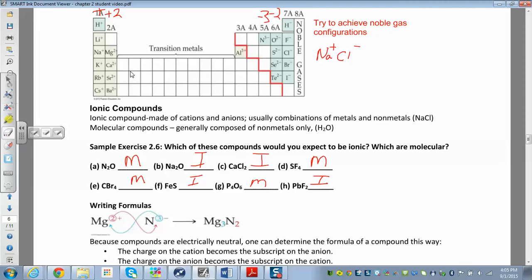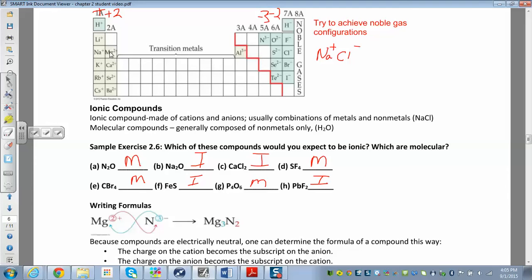So how do we write the formula for ionic compounds? Ionic compounds are going to be neutral. They're going to be made up of ions. But overall, you want them to have a neutral charge. So you want the number of positive ions that you have to equal the number of negative ions that you have. The overall positive charge has to equal the overall negative charge so that you get 0 total. So you have to be able to look at these in the formula.